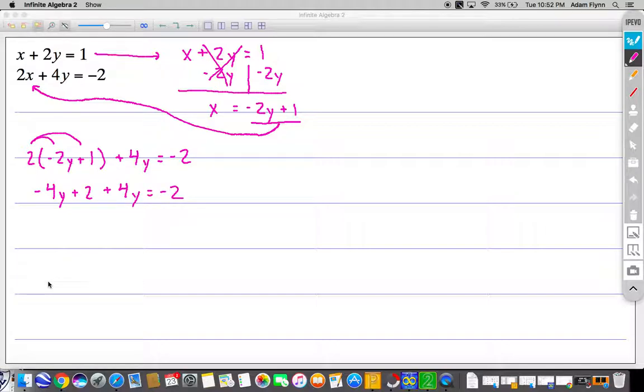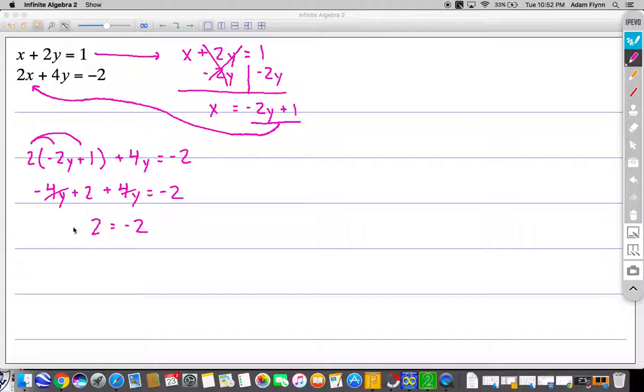Now I can combine like terms. I've got negative 4y plus 4y. Well, that's just 0, so they cancel. So I'm left with 2 equals negative 2. My goal here was to solve for a variable, to get x or y equals a number. When I went through this process, I didn't do anything wrong, but I got 2 equals negative 2. My variables ended up canceling out.